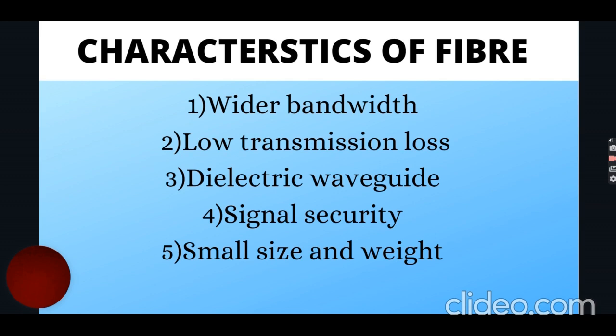Third is dielectric waveguide. It operates in accordance with the principle known as total internal reflection. In contrast to electrical conduction, there is low loss and signals can be conveyed over considerable distances without amplification. Fourth is signal security. Fiber optic communication technology transmits data via pulses of light, which are harder to intercept than the electrical signals used by cable internet, or the wireless signals used by satellite internet.